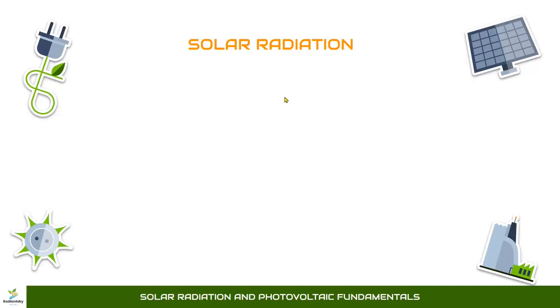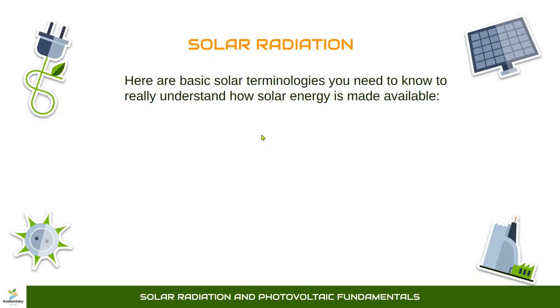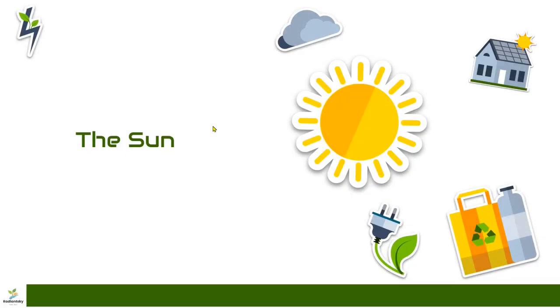So to help you understand solar radiation, there are some basic solar terminologies you need to really understand to know how solar energy is made possible. You need to understand the role the sun plays in it. You also need to understand what is called solar constant, solar irradiance, and solar insolation. In this video, I'm going to take time to explain all these concepts for you, so you also know how to do some basic calculations. Understanding all these basic terminologies is going to help you in so many ways in your solar journey. So let's start with the sun.